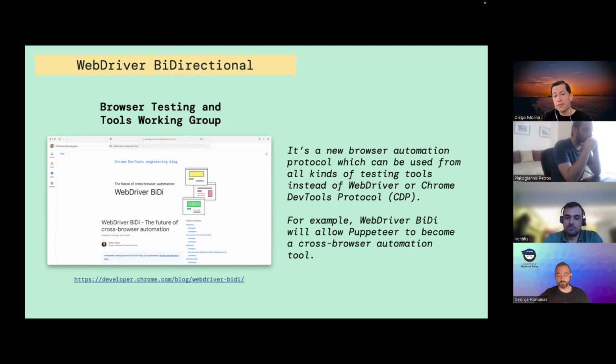And for example, the advantage of this is that you have Puppeteer, that was only able to automate Chromium browsers, so Chrome and Edge. Now they actually switched Puppeteer to use BiDi. And Puppeteer is now able to automate Firefox and Chrome and Edge. And with that, they're going to be able, in the future, to automate Safari as well.